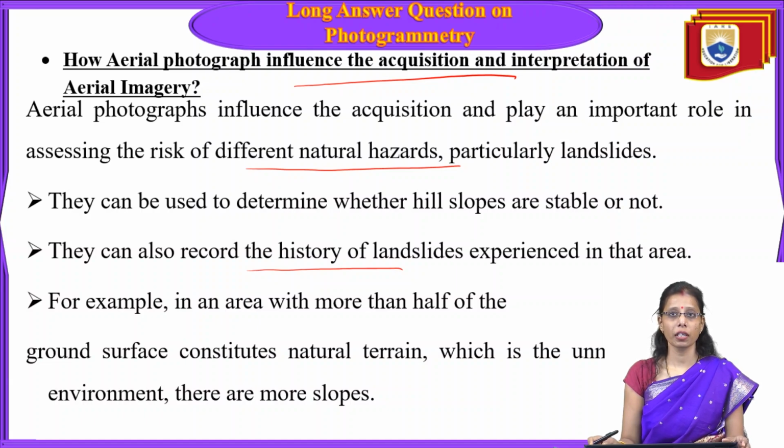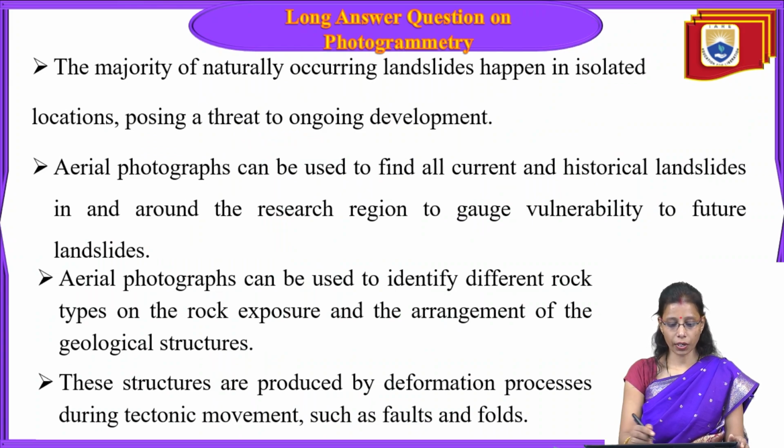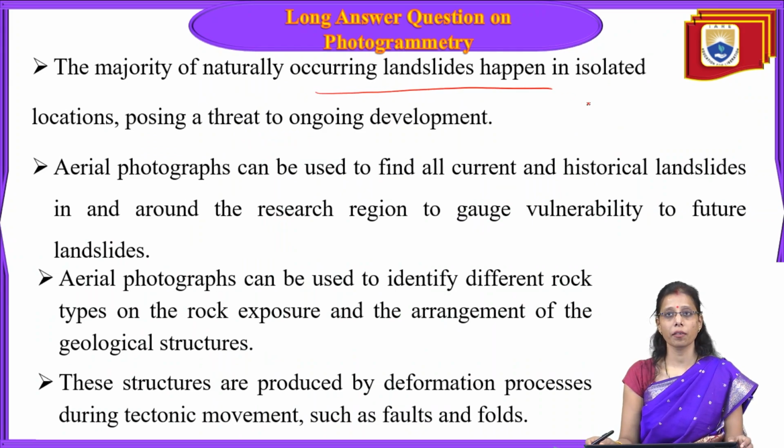So how this aerial photograph is influencing the slope is like, they can use it to determine the weather on hill slopes, and they can use it to record the history of landslides experienced in the area. Now the majority of naturally occurring landslides happen in isolated locations, posing a threat to ongoing development. So aerial photographs can be used to find all current and historical landslides in and around the research region to gauge the areas vulnerable to future landslides.